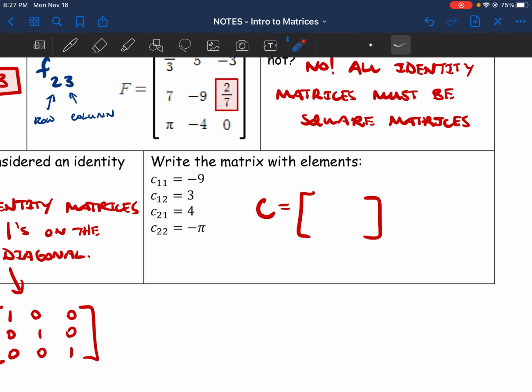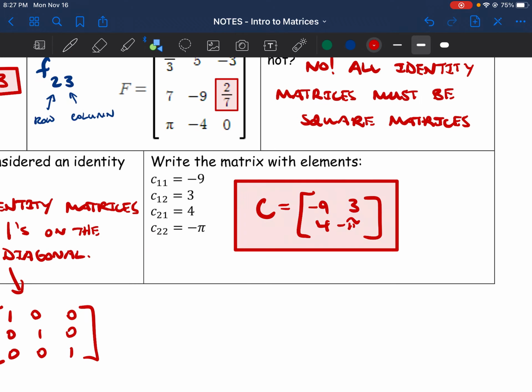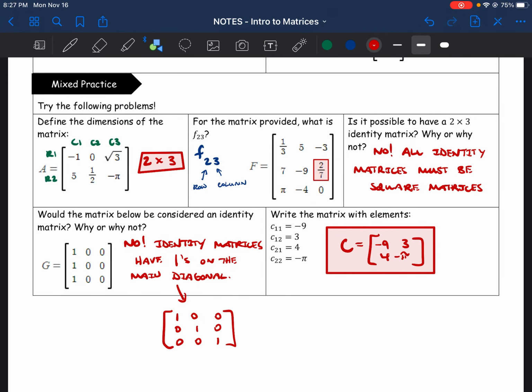So the first row, first column should have a -9. The first row, second column should have a 3. It's right there, first row, second column. The second row, first column should have a 4. And the second row, second column should have a -4. Okay, so pretty easy to set up if you know your matrix elements.